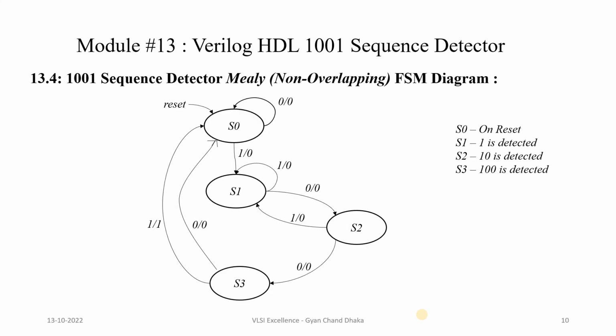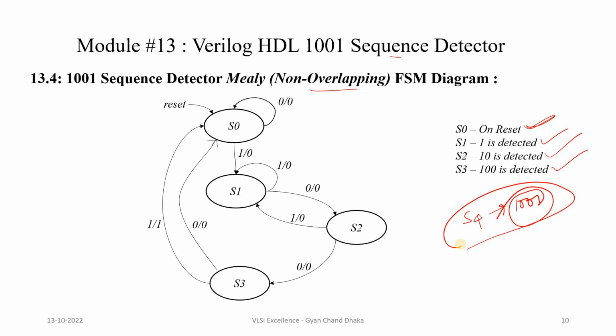Now let's see the Mealy type of FSM. For the Mealy type of FSM, first we are going to cover the non-overlapping concept. First of all, we are going to define the states. So now let's define the states for the 1001 sequence detector for a Mealy type of FSM with non-overlapping concept. Our S0 is again going to be a default state, S1 is when 1 is detected, S2 is where 10 is detected, and S3 is when 100 is detected. So we are not considering the S4 state where 1001 is detected.